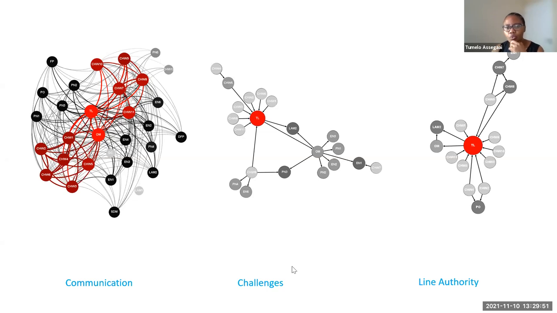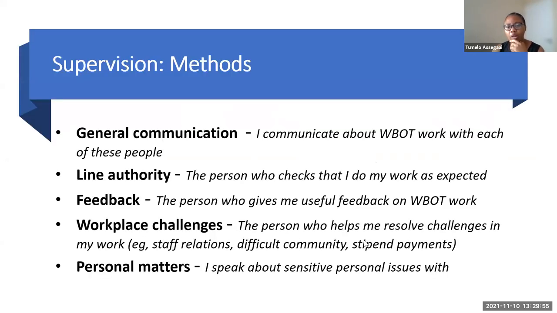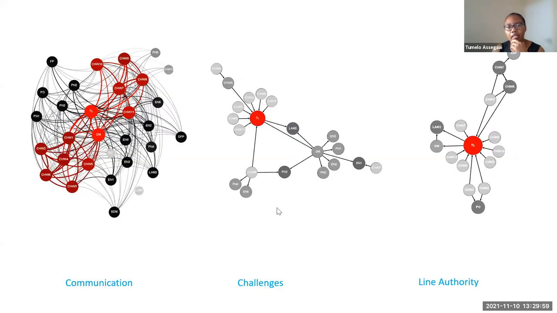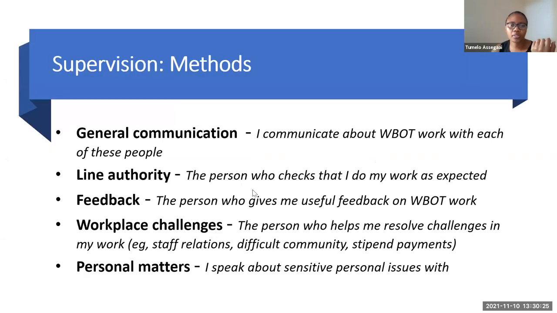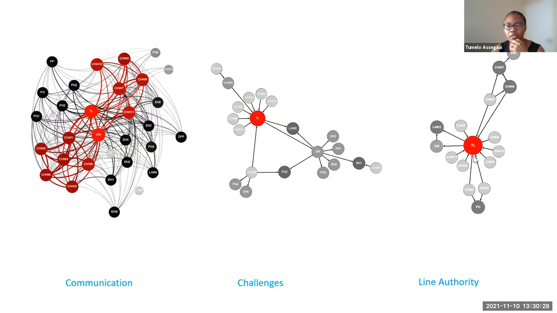And then the last two, these are the questions around the person who helps you resolve challenges in your work. And this is what one of the graphs showed. Again, the team leader was the main or the central person in this network, with community health workers indicating that they rely on the team leader to resolve their challenges, and the facility staff is mostly removed from this network. And similarly, the line authority question was asking who checks your work as expected. So this is more who is your line authority, who do you report to? But we didn't ask it like that. So the team leader was also the central person, with community health workers indicating that they mostly report to, or the team leader checks their work.